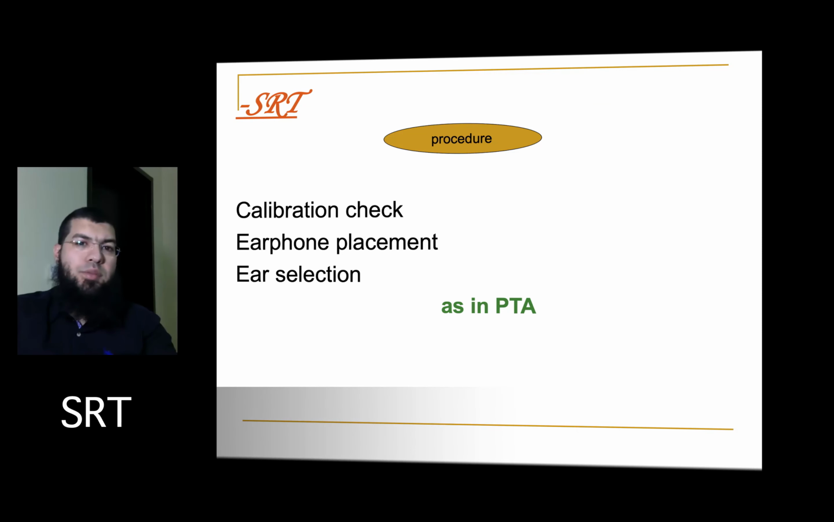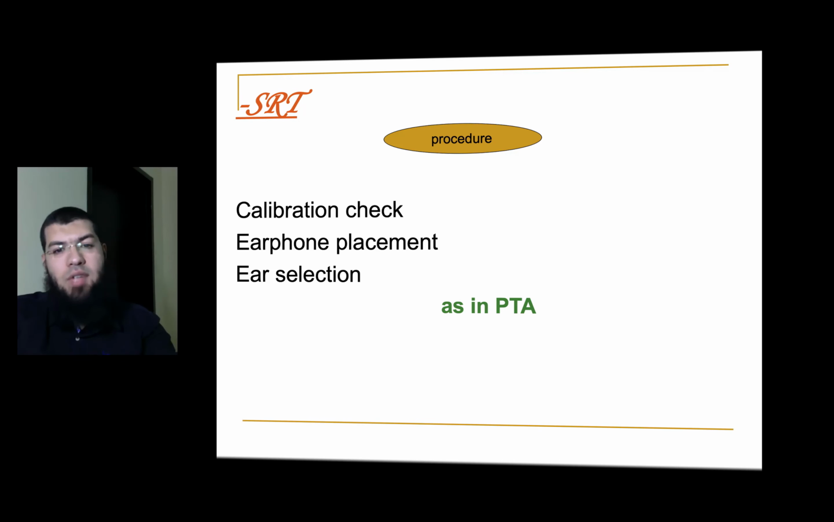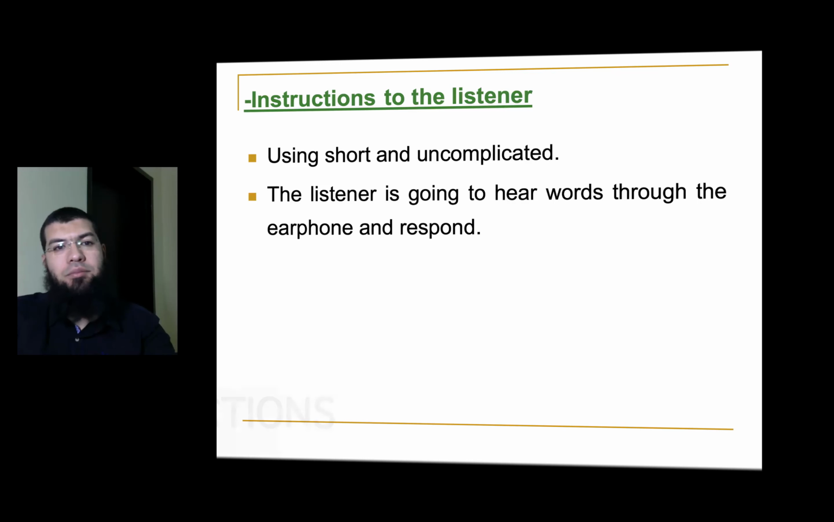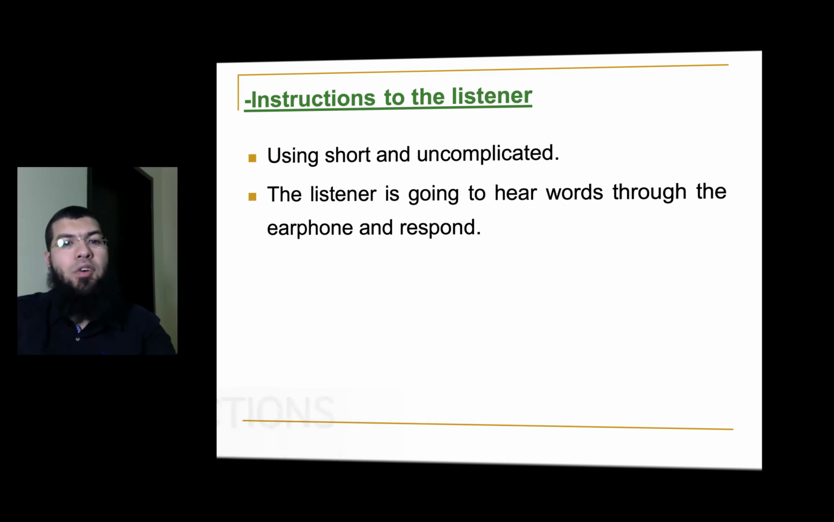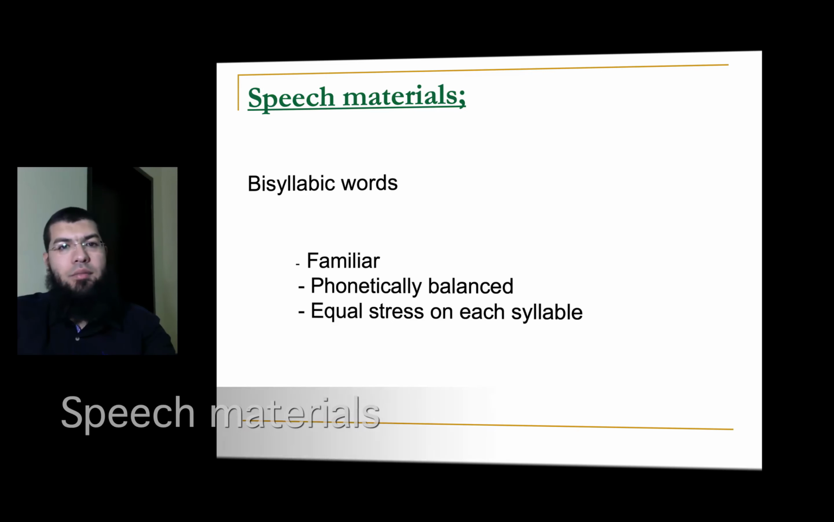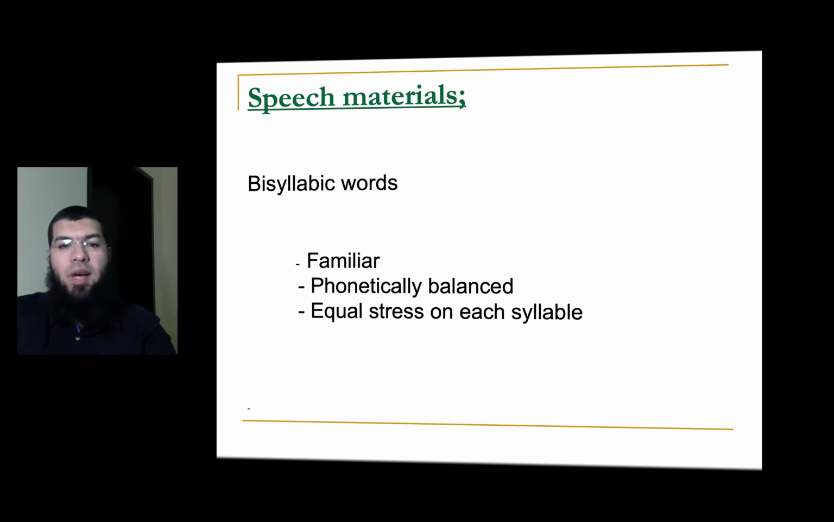The SRT, or speech reception threshold, procedure: calibration check, earphone placement, and ear selection as in pure tone audiometry. Instructions to the listener should be short and uncomplicated. The listener is going to hear words through the earphone and respond. The speech materials used in SRT are bisyllabic words, familiar, phonetically balanced, with equal stress on each syllable.